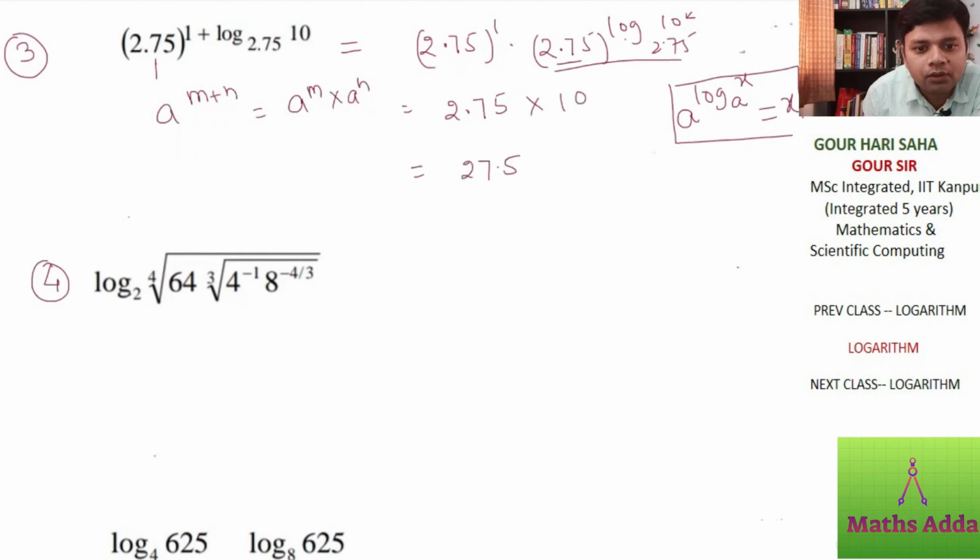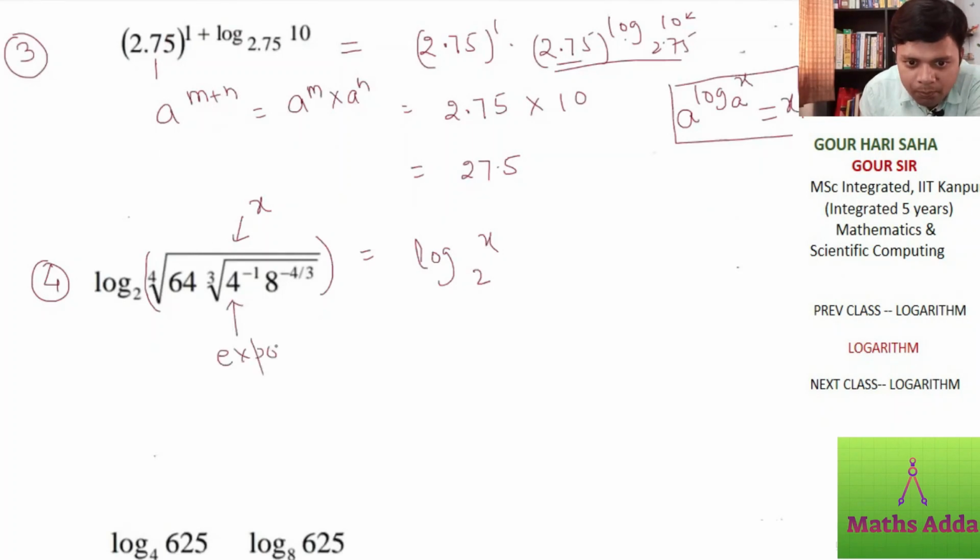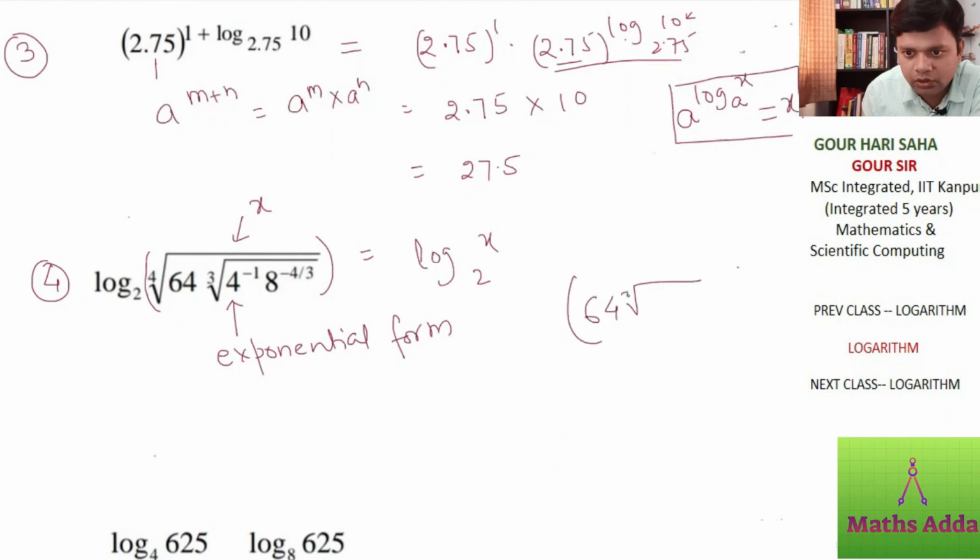So now the fourth one. This term looks complicated, right? Log of, I say this is something kind of x. So it is what format? Log of x base 2, right? Got it? So now how to simplify this term? This is actually an exponential form, a complicated exponential form. So you must simplify it. It is 64, cube root of 4 to the power minus 1, then 8 to the power minus 4 by 3, and 1. This is the 4th root, so it is 1 by 4, right?